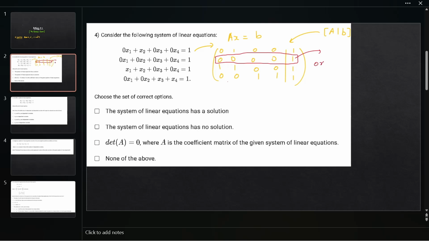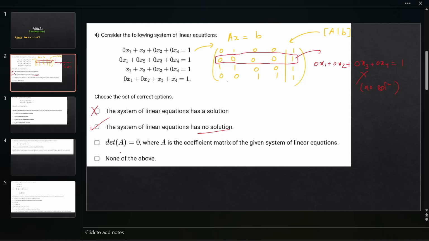This represents the equation 0x1 plus 0x2 plus 0x3 plus 0x4 equal to 1. And we know there exist no such values of x1, x2, x3 and x4 which can satisfy this equation. Thus, the system has no solution and the system is inconsistent. So the first option is incorrect, whereas the second option is correct, which says the system has no solution.